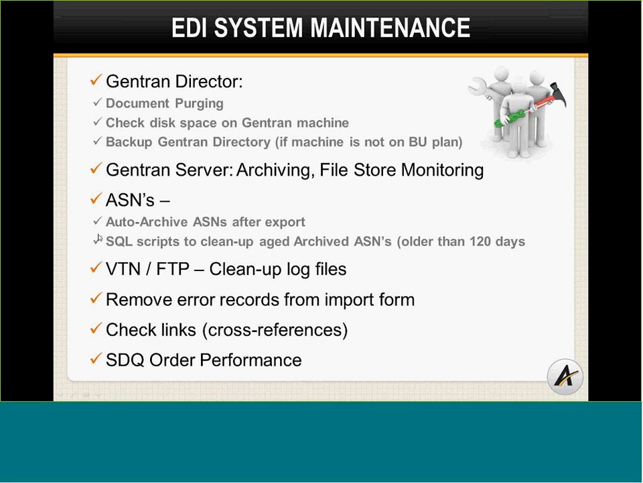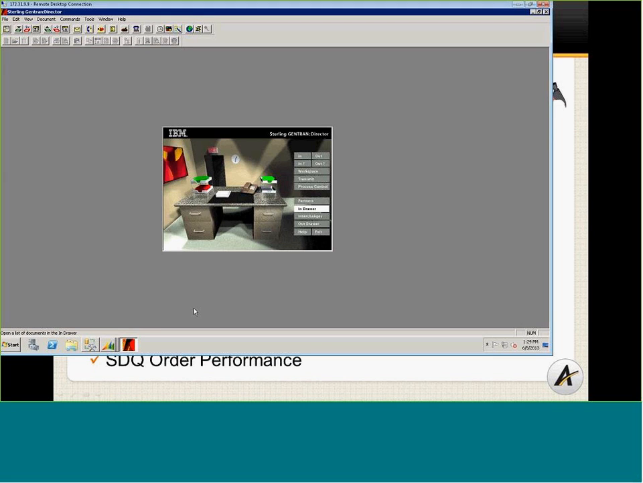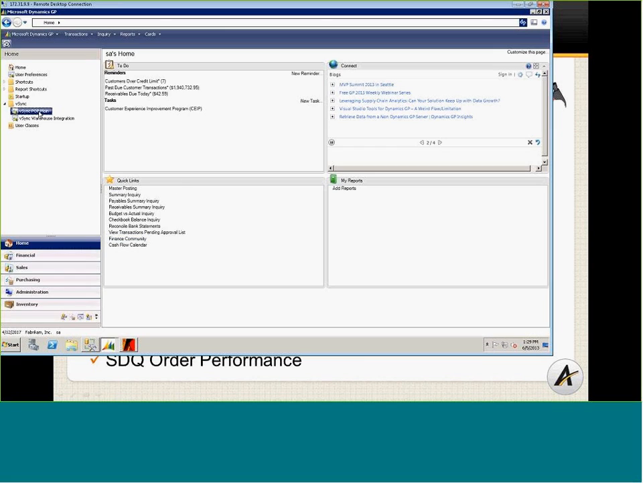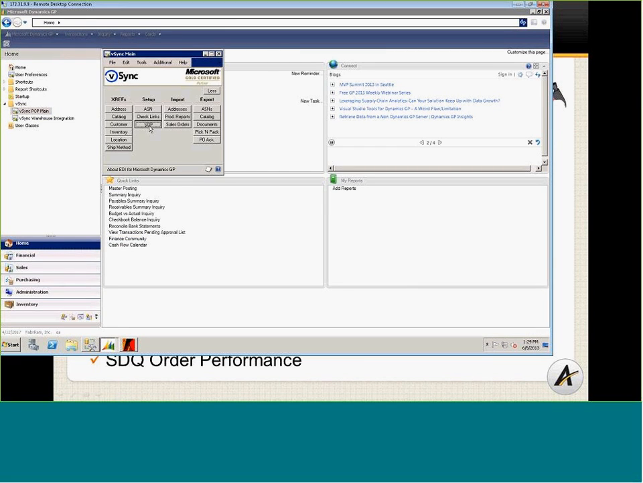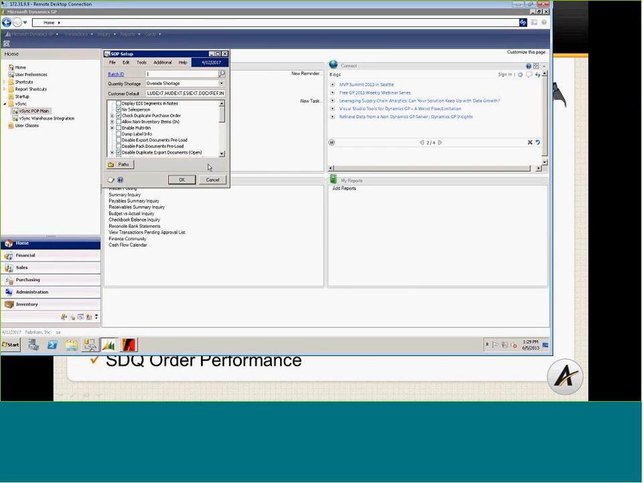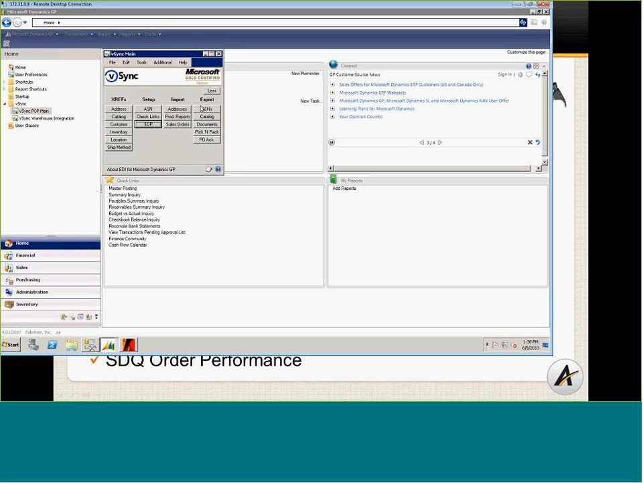ASNs, there is one recommended step that we would like to suggest, and that's after processing ASNs, there's a simple configuration option inside of our SOP main form. When ASNs are exported out, they will be archived. So it's a simple box you need to check. It's in SOP setup, and it's called Archive ASN and Export. What it does is as you process ASNs out, it moves into history.